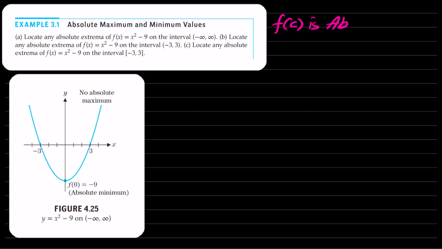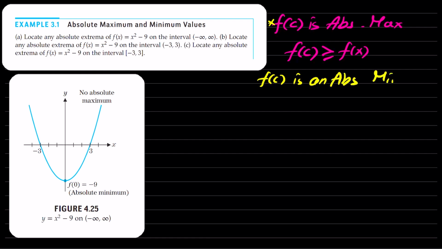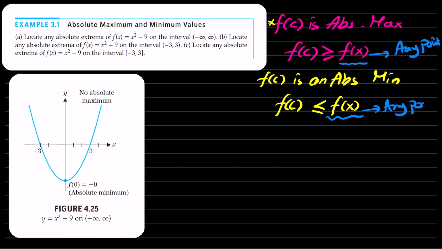So for example, if we have f of c is an absolute maximum, it means f of c is greater than or equal to any f of x in the question. So it is the highest point. For another example, if f of c is an absolute minimum, it means f of c is less than or equal to f of x, any point. So f of x is any point in the graph.